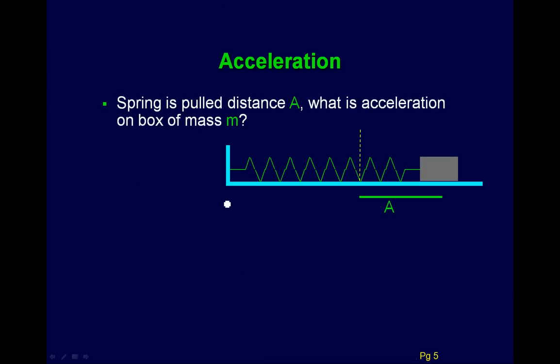We've got the mass on the spring. If you pull it some distance A, that's the amplitude, that's the maximum distance you're going to pull it.